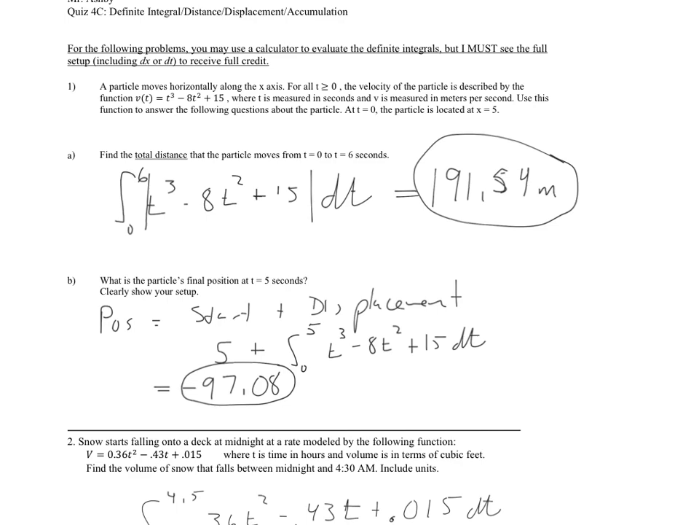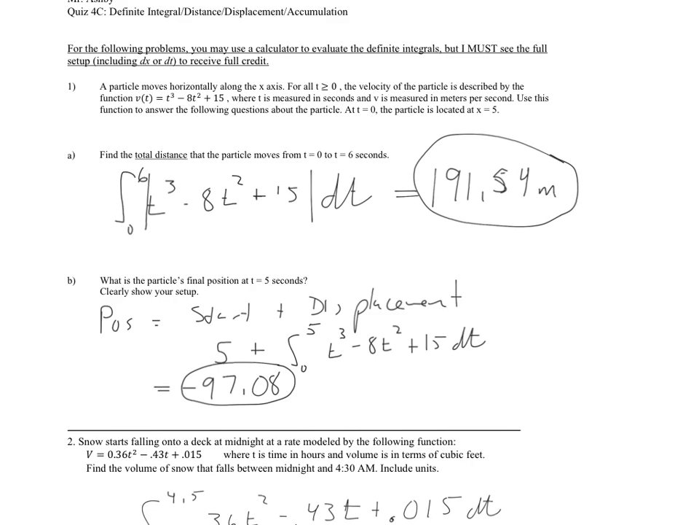For part A, it's talking about a particle moving, and it gives us a velocity. For the first one, it says total distance. Total distance is the absolute value, and it was from 0 to 6 seconds. So we did the integral from 0 to 6 of the absolute value of our velocity function dt. You did have to have the dt in there as part of your answer. When you put that in your calculator and you use Math 9, you get 191.54. If you got something different, you might have typed it in wrong, you might have put in a wrong limit, or you might have not had the absolute value symbol in there.